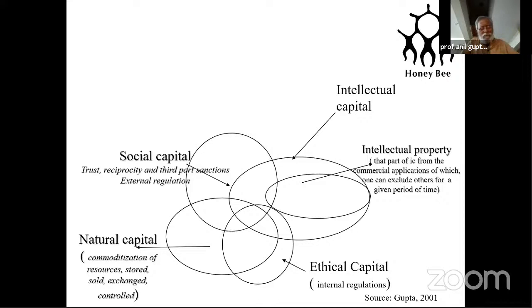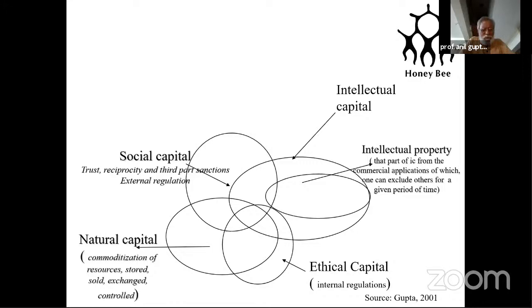Social capital is when behavior is regulated from outside. And intellectual capital is the knowledge of all of these exchanges. And intellectual property is a small part of intellectual capital, from the commercial application of which you can exclude others for a given period of time, say 20 years, in the case of a patent. So these are the four capitals that you ought to know about. It's not very complicated, simple, but it helps us to see the interface between social capital, natural capital, ethical capital, and intellectual capital. And of course, if you increase the ethical capital in any society, the need for supervision goes down.